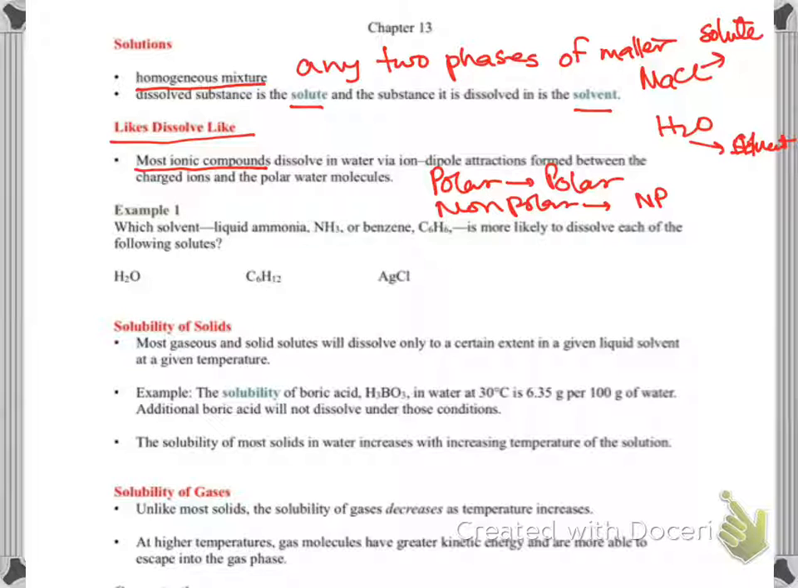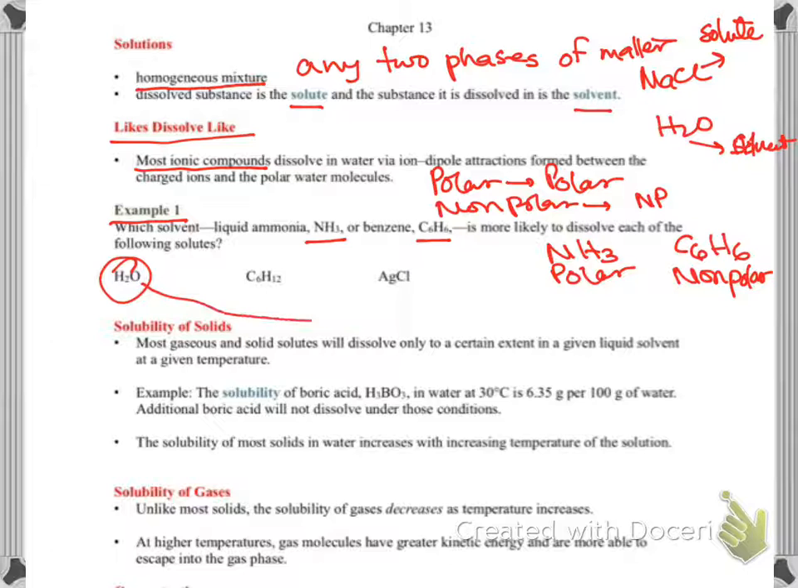If you look at example number 1, which solvent, liquid ammonia or benzene? So we have these two different solvents, ammonia and benzene. Ammonia is polar. Why? Because of dipole and hydrogen bonding. And if you look at the formula C6H6, benzene is made up of carbon and hydrogen and is a non-polar solvent. So water is polar, so polar dissolves in polar.